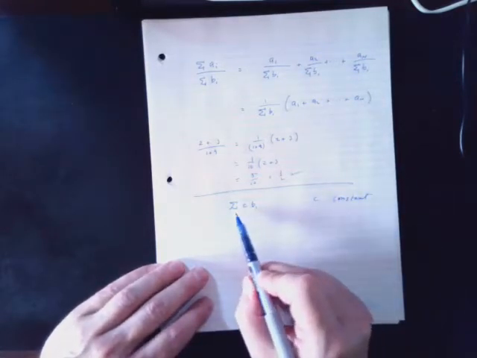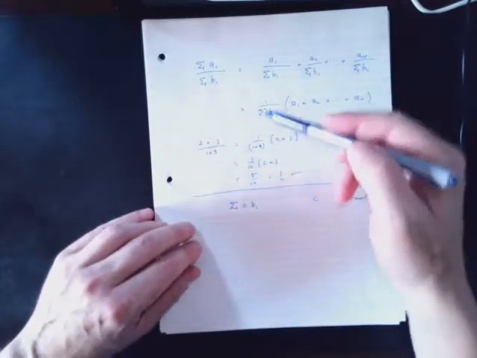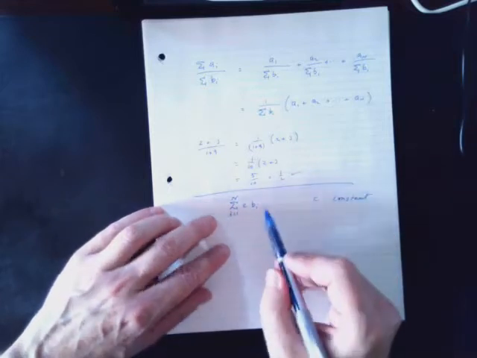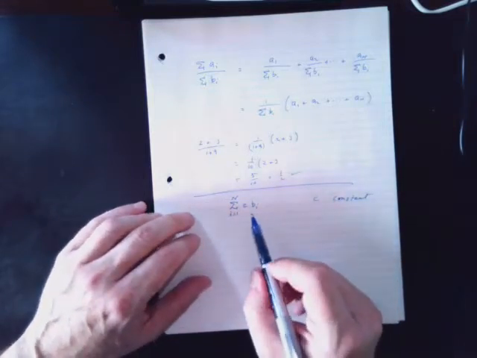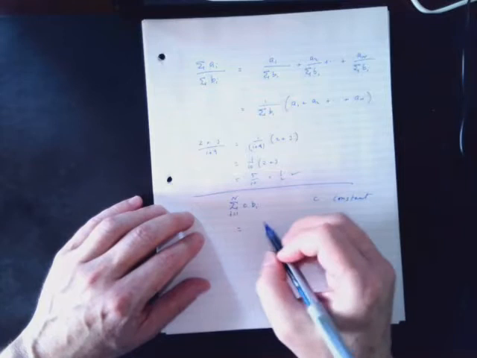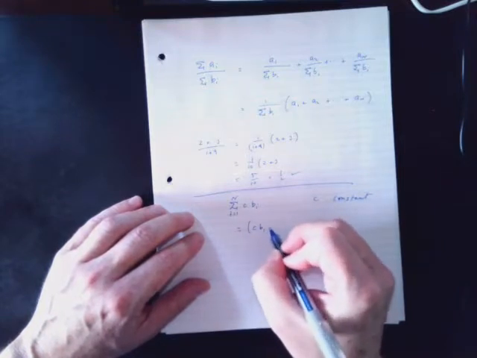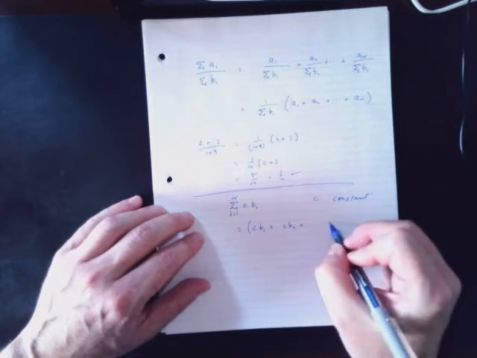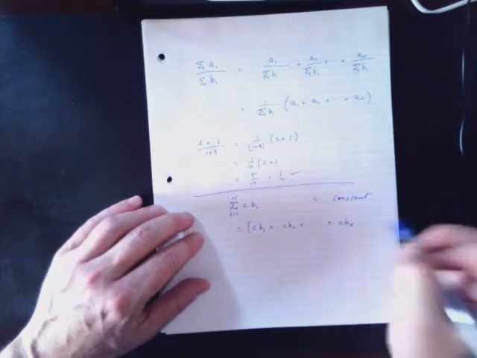And B is not a constant, in the sense that we're adding up over the different values of i. So we've got C times B1 plus C times B2 plus dot dot dot plus C times Bn.